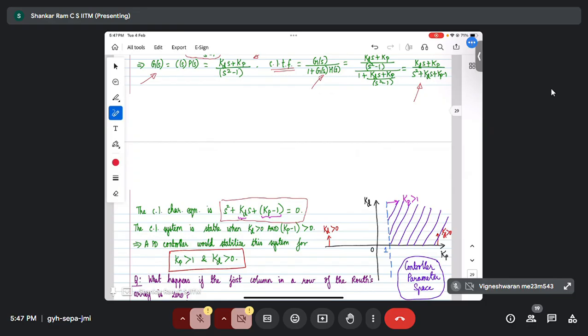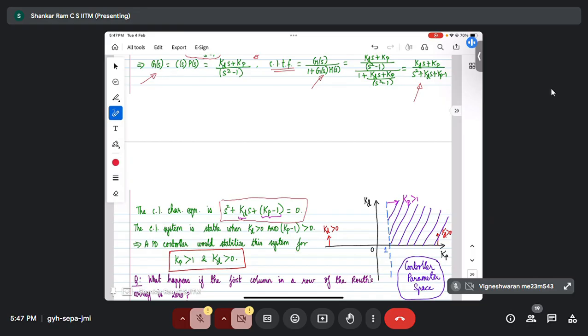As we just observed, for polynomials till order 2, the necessary condition is also sufficient. What is the necessary condition? All coefficients must be non-zero and of the same sign. Here there are three coefficients, right? An nth order polynomial will have n plus 1 coefficients. So there are three coefficients for the second order polynomial. There's a coefficient for S squared, there's a coefficient for S, there's a constant term. What is the coefficient for S squared? It's positive, sir. It is plus 1, right?